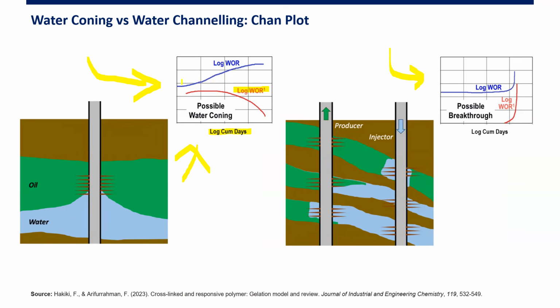So you will have the log water oil ratio that keeps increasing. But for the water coning problem, the derivative will go down. Whereas if you have a water channeling issue, at late time both the logarithmic water oil ratio and the derivative will increase quite steeply like this. And in my experience, most commonly you will find the water channeling issue.